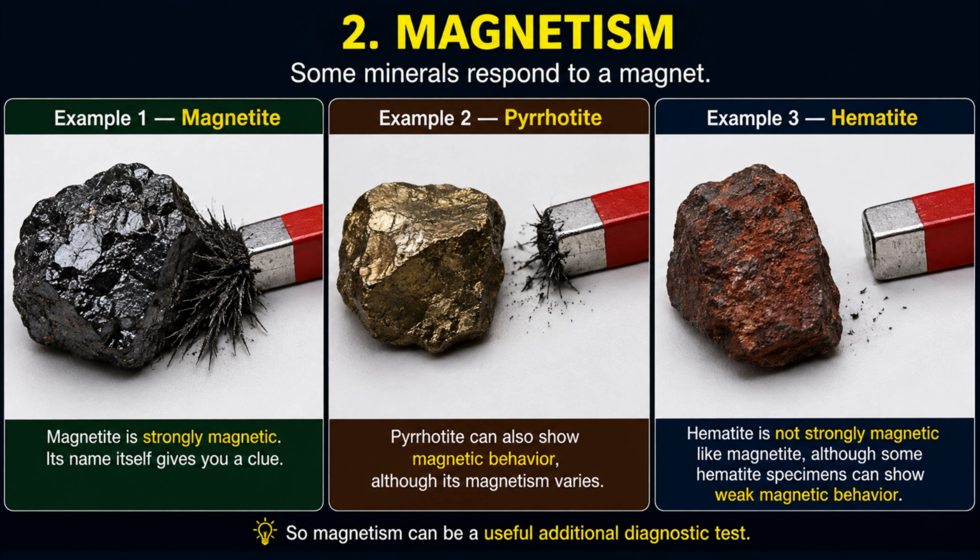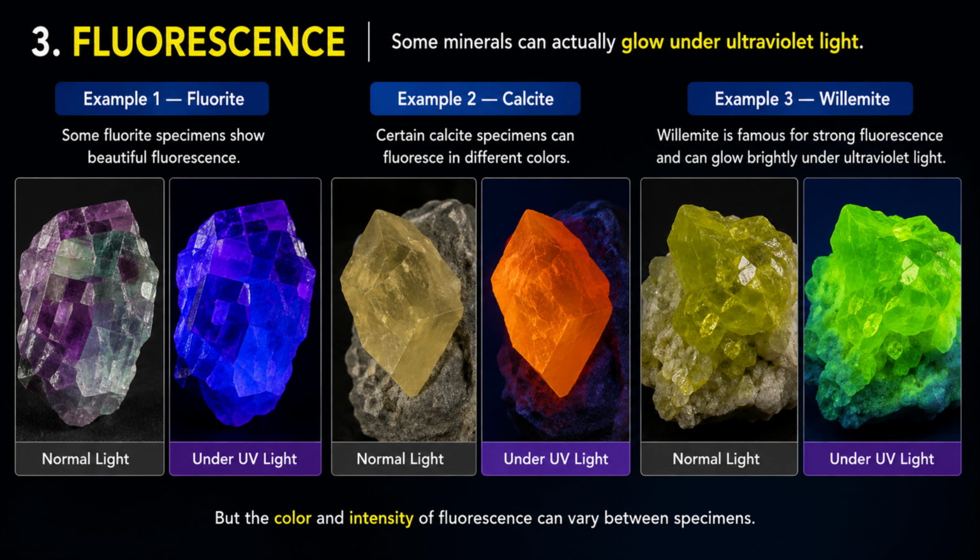Magnetite is strongly magnetic, so its name itself gives you a clue. Pyrite can also show magnetic behavior, although its magnetism varies. Hematite is not strongly magnetic like magnetite, but some hematite specimens can show weak magnetic behavior. Magnetism can be a useful additional diagnostic test. The other one is fluorescence.